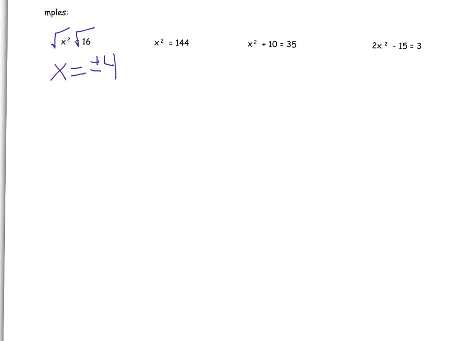Pause and try to do this next problem by yourself. All right, I see that the x squared is already on a side by itself, so I'm going to take the square root of both sides. So x equals, because the square root of x squared is x, the square root of 144 is 12, because 12 times 12 is 144, but negative 12 times negative 12 is also 144.